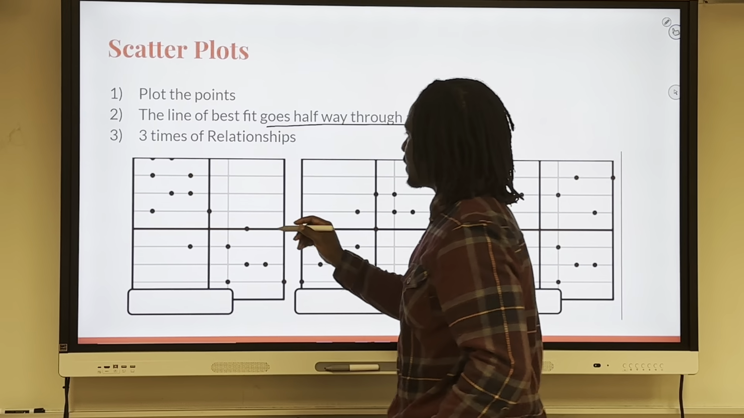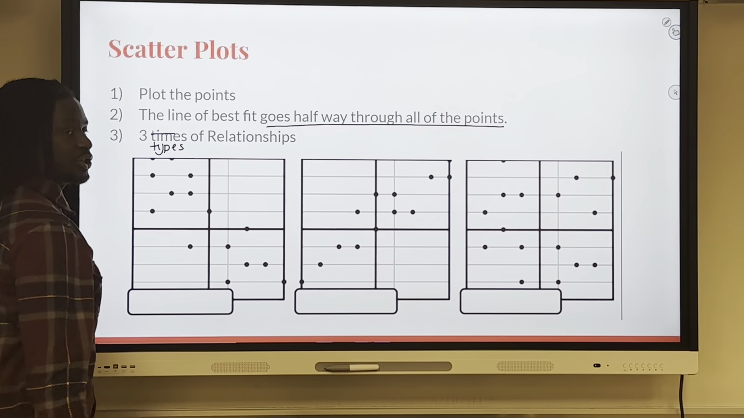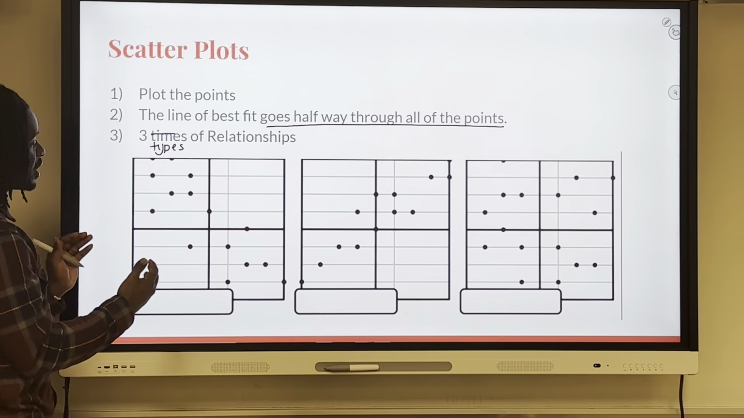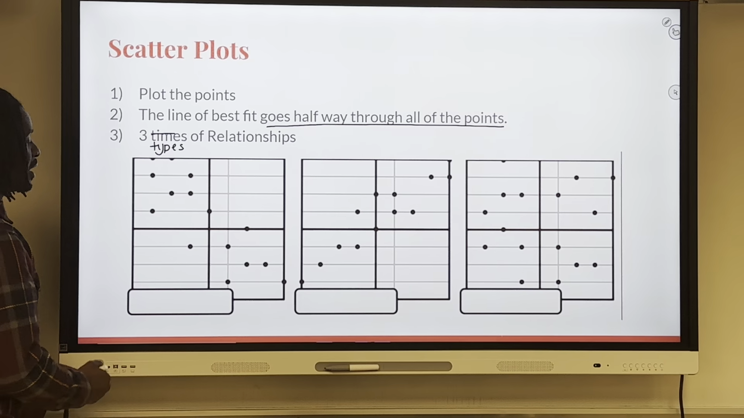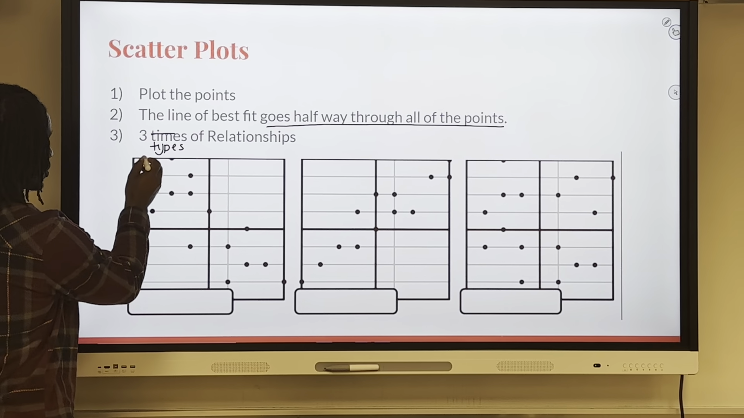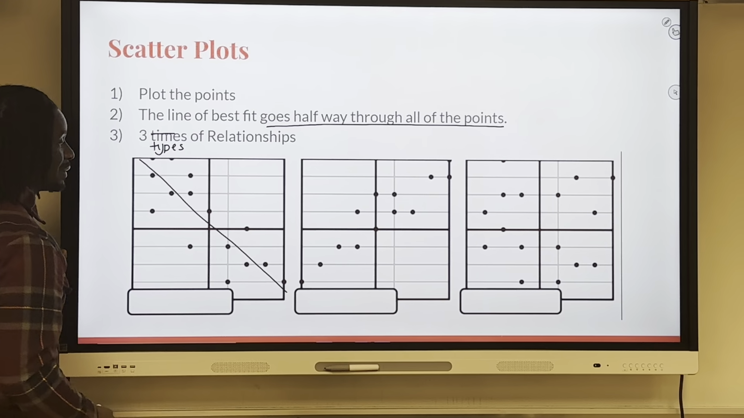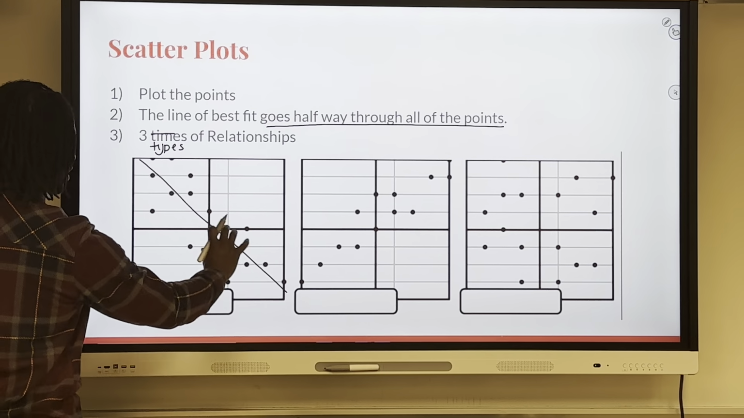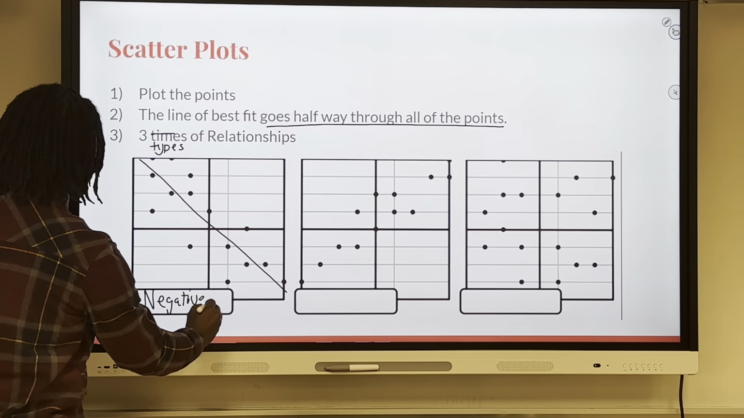And there are three types of relationships, okay? Whenever you're looking at the relationships, you are looking at it from left to right. So from left to right, what's happening to the data, the points. So as we move from left to right here, they're starting up here and then they're going down from left to right, okay? So line of best fit would be something like that. Because it's going down, it is decreasing from left to right. This is a negative relationship, okay?